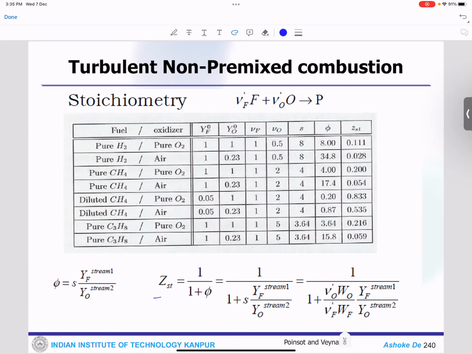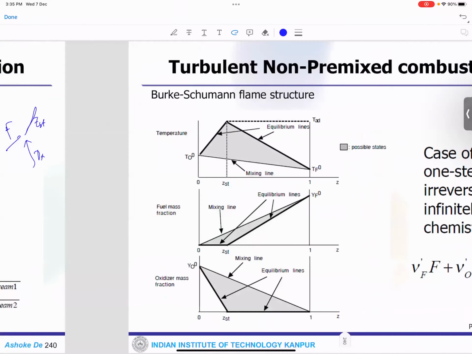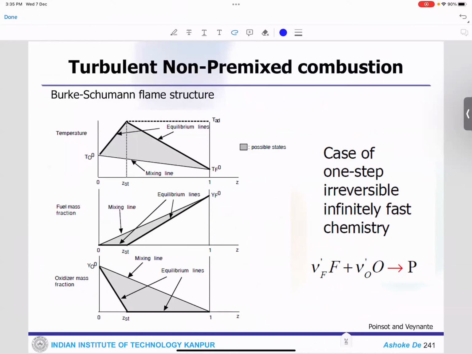So why is the stoichiometric mixture fraction so important? Because in any non-premix flame, when the fuel and oxidizer burn, they burn along the line or value where the mixture fraction Z would be at the stoichiometric mixture fraction. So that is where the reaction takes place. For a given fuel and oxidizer, you can always theoretically estimate the stoichiometric mixture fraction. Then, in a simple Burke-Schumann flame structure, this assumes the reaction is irreversible.